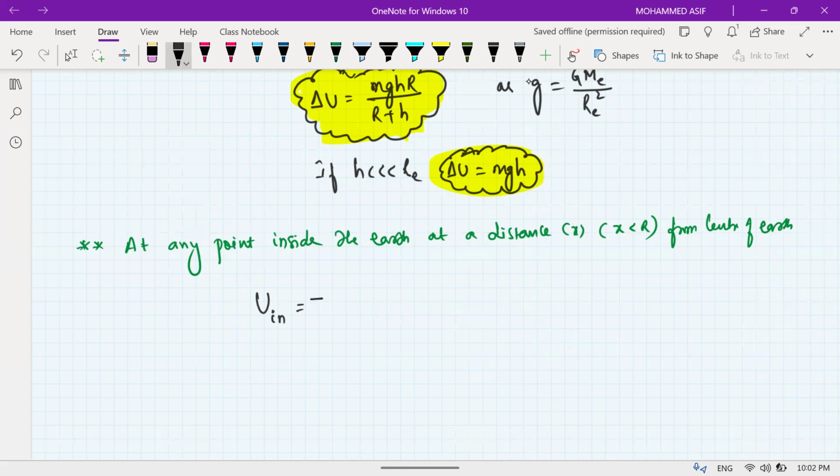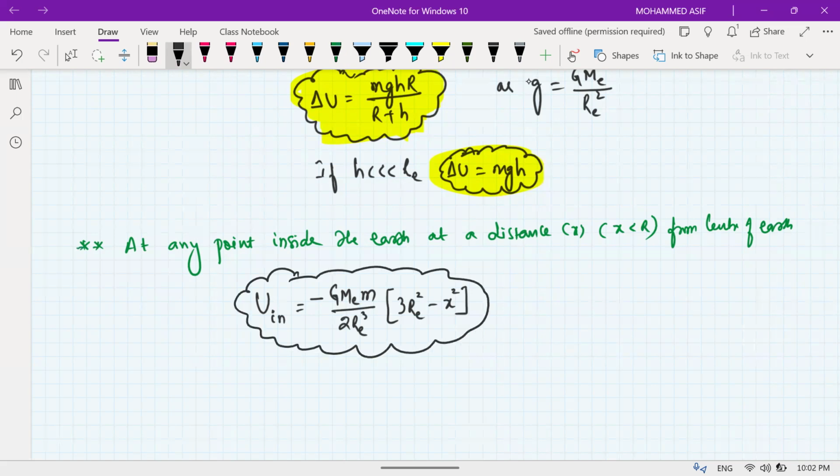So the potential formula is minus capital G mass of earth small m divided by 2 times radius of earth cube, into 3 times radius r e square minus x square. I told you this formula for potential due to a solid sphere. So U will be equal to potential multiplied by mass. That is the formula I am using.